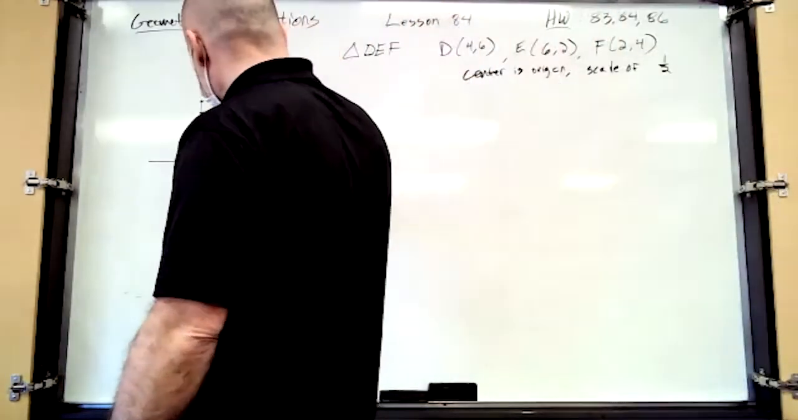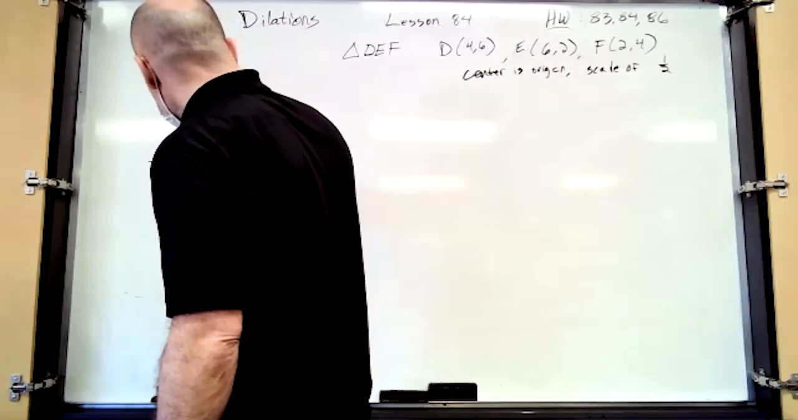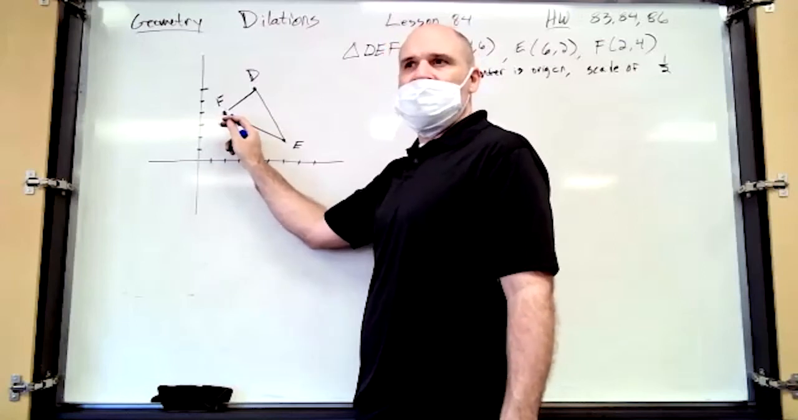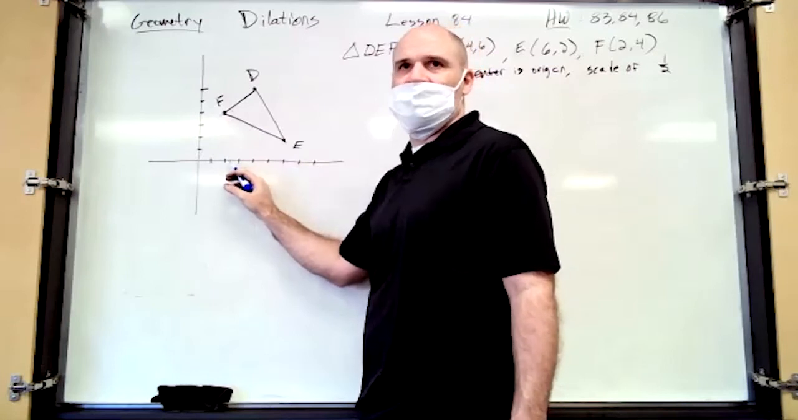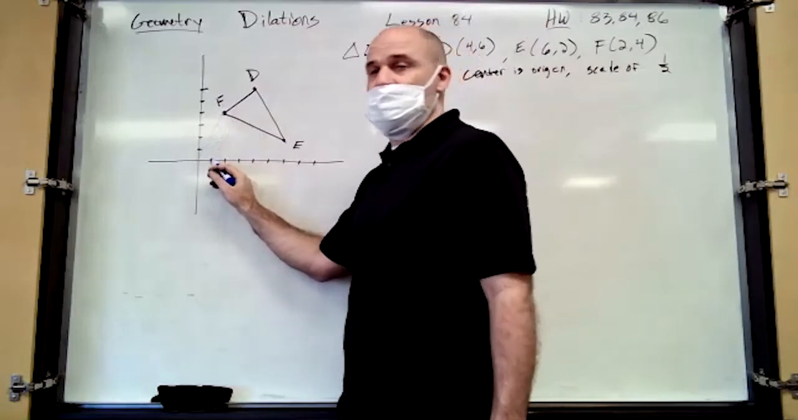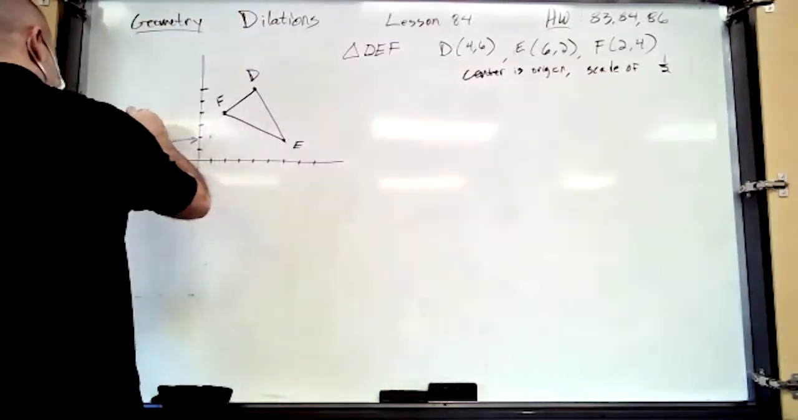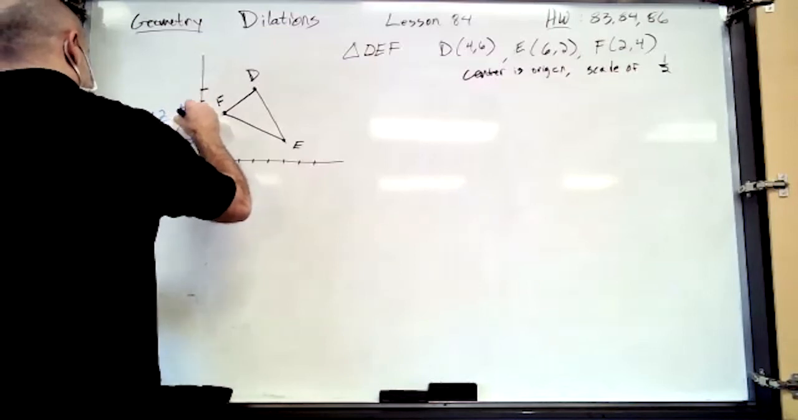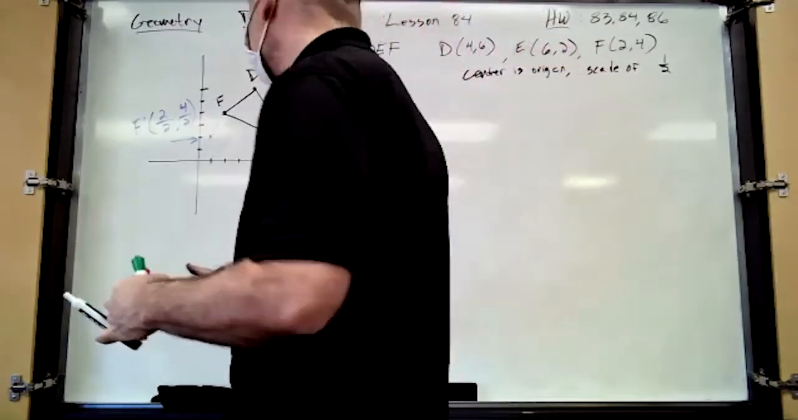Okay? So if we're going to F here, what's happening in that line is going over 2, up 4. So what do you think the dilation is going to go? Instead of going over 2, how much do you think it's going to go over? 1. And instead of going up 4, how much do you think it's going to go up? 2. Okay? So F prime is going to be the coordinates divided by 2. All you're doing is cutting each coordinate in half.